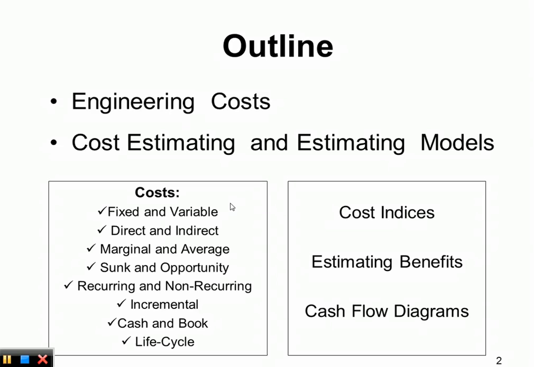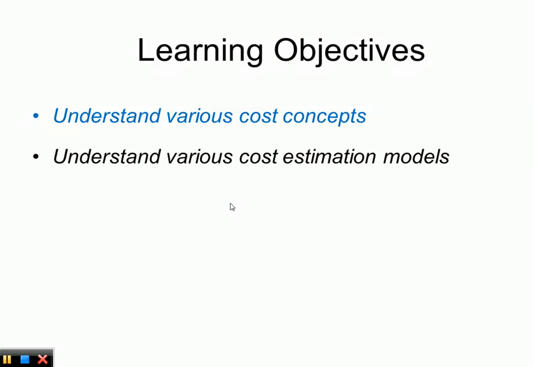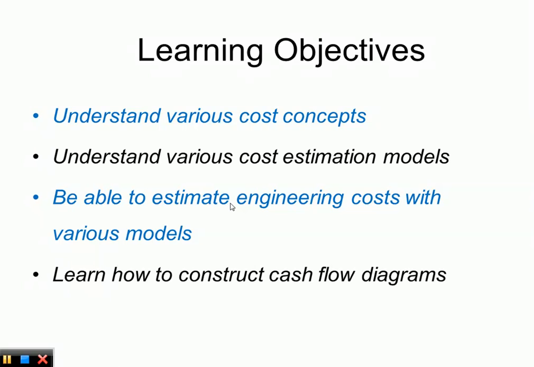Next time, after this lecture and the next lecture, we will also talk about cost estimating, including cost indices, estimating benefits, and cash flow diagrams. The learning objective for today is to understand various cost concepts. In the next lecture, we'll also understand various cost estimation models. That will be in the second part of this lecture. Using these models, we will be able to estimate engineering costs, and also learn how to construct cash flow diagrams.